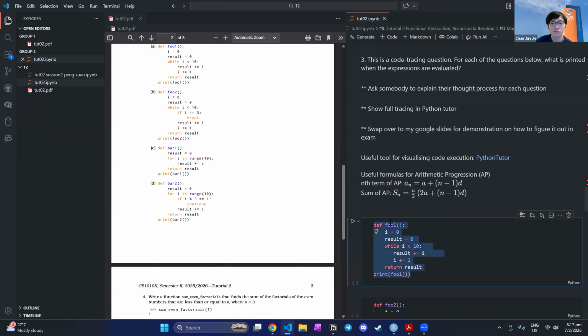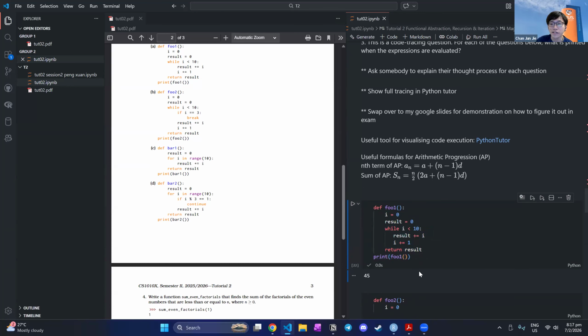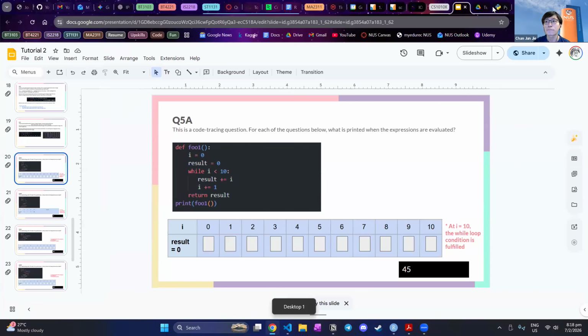what is the output to foo 1? This call to foo 1, 45. All right. Can you explain how you trace the result? Just every i from 0 to 9, 0 plus 1 plus 2 until 9. Yep. Okay. So if you don't understand how to trace a function, you can use this helpful tool, Python Tutor.